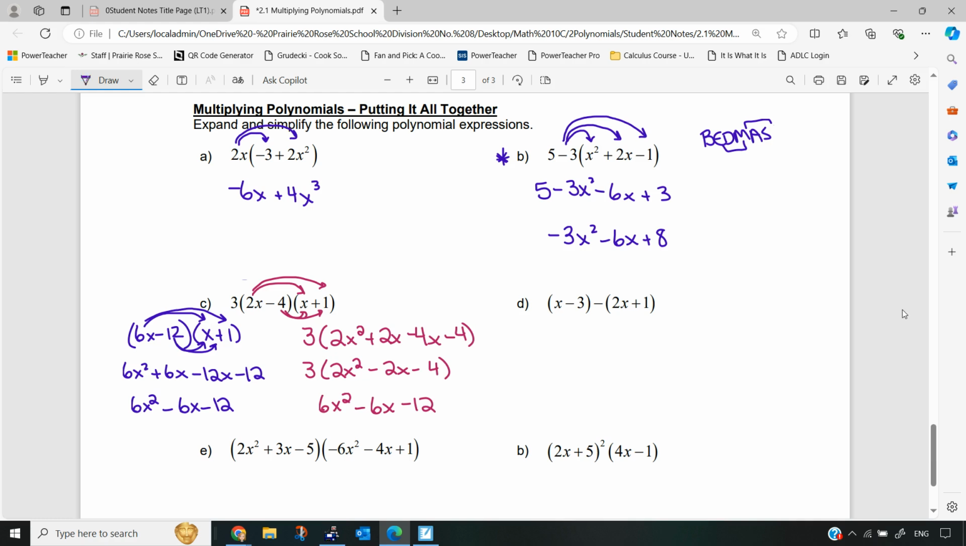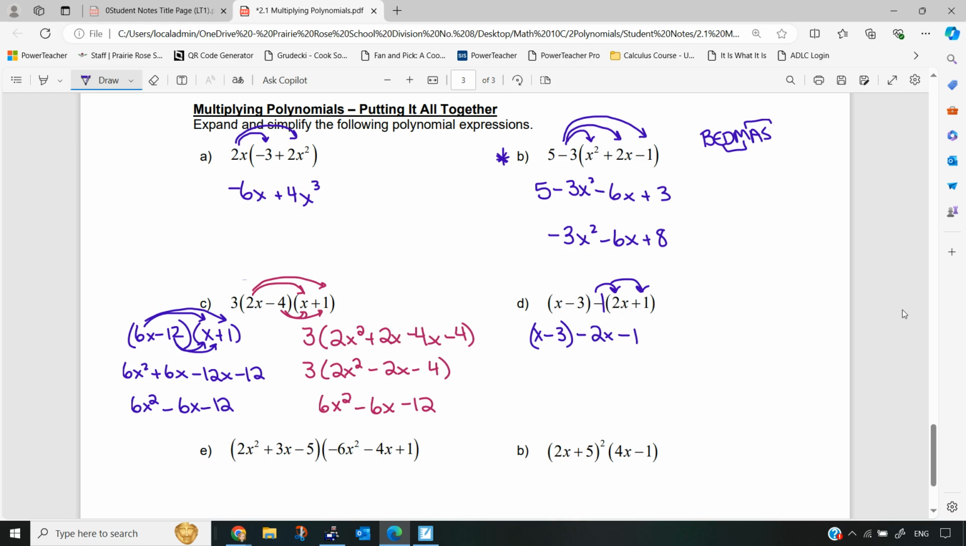x minus 3 minus 2x plus 1. That means that that negative needs to distribute to the 2x and to the 1. Some people will find it helpful to actually put a 1 there and then distribute with the arrows. Others will just talk through the example. So I'm going to have x minus 3 minus 2x minus 1. So that's me distributing that negative 1 through.